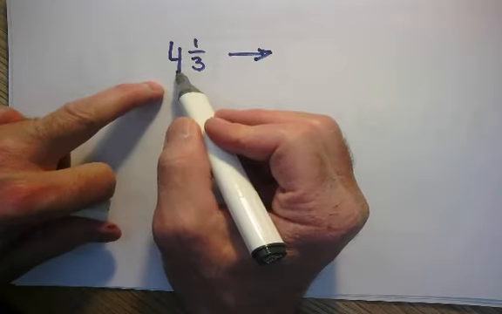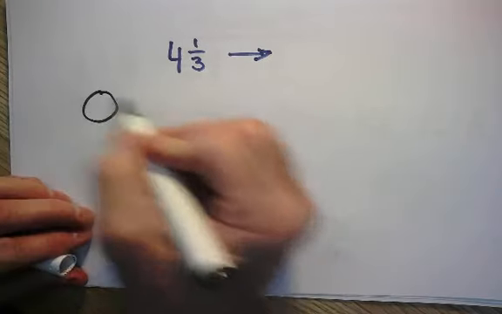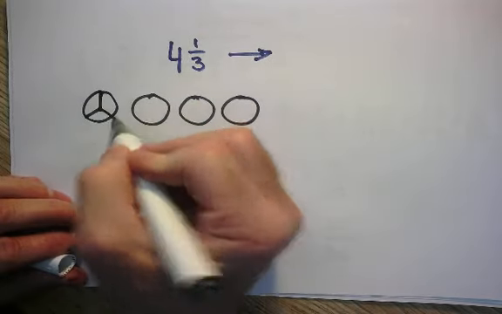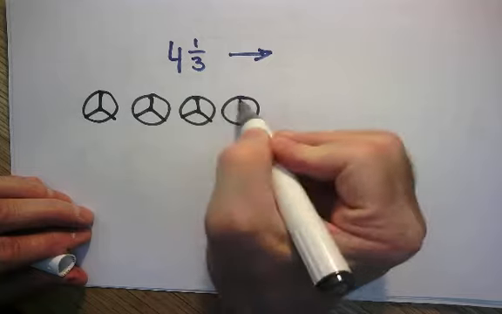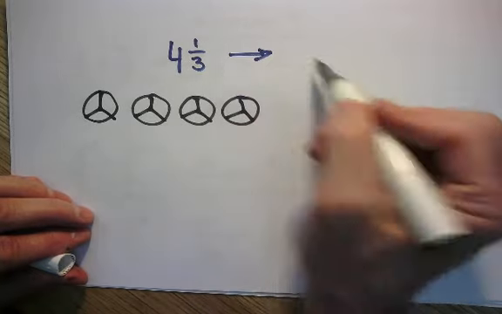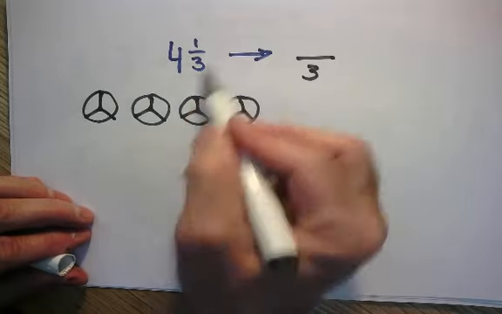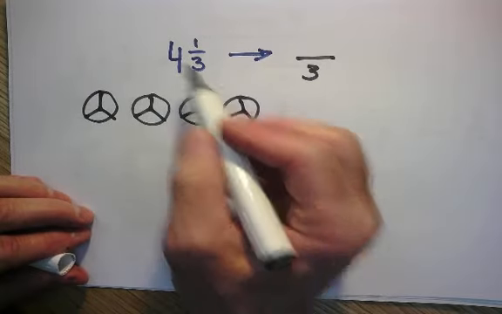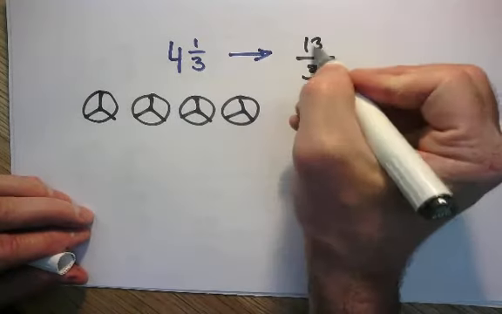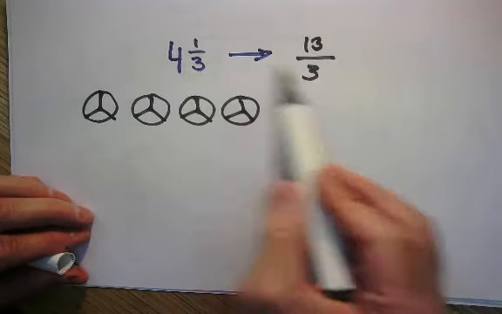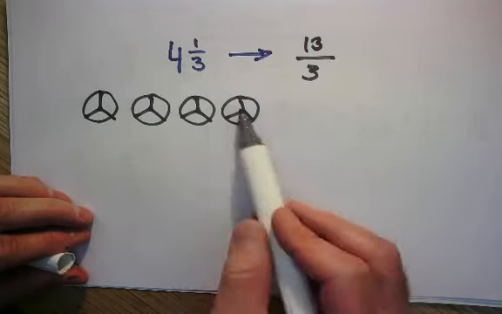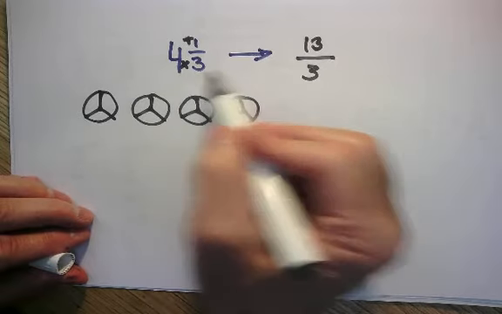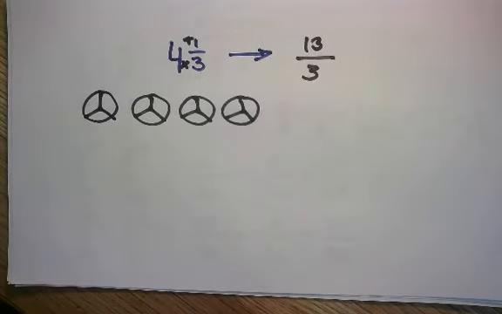Well, what I have to say is that 4 comprises 4 whole units, and I can subdivide those 4 whole units into, in this case, thirds. Why? Because I want to know how many thirds in total there are in this number. So I've got 4 lots of 3 here, 12, plus that one is 13. So that's a nice way of converting from mixed to improper. It's 4 times the 3 plus the 1 makes 13.